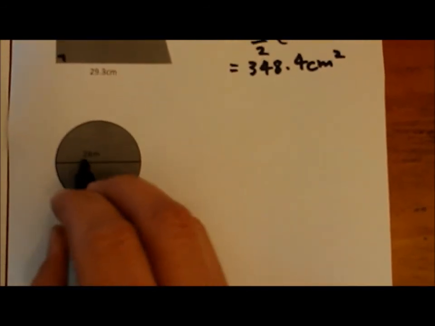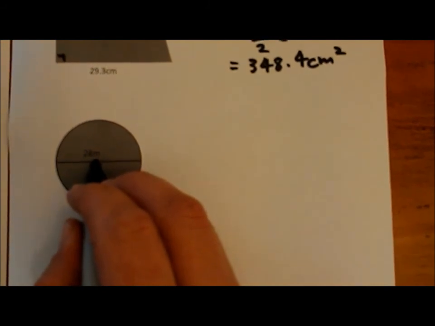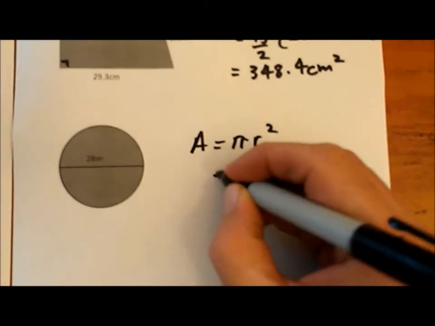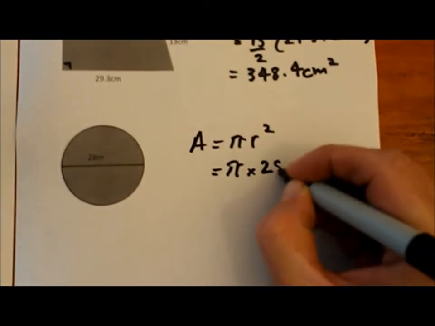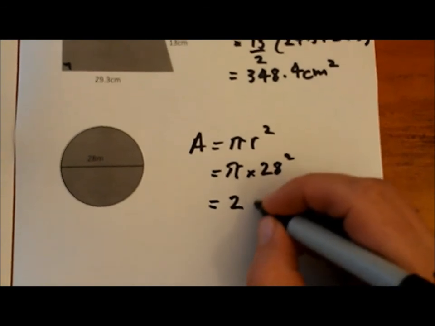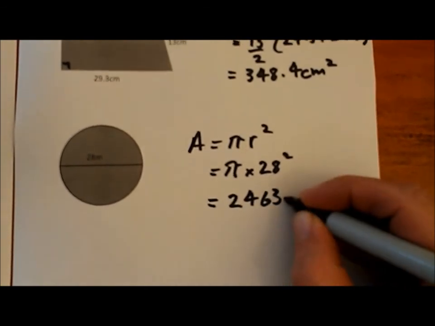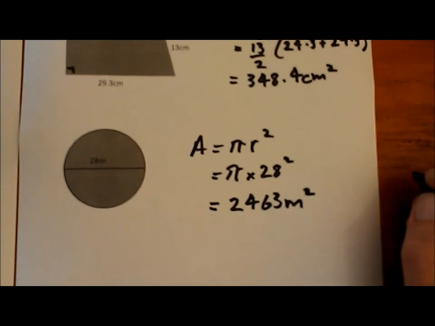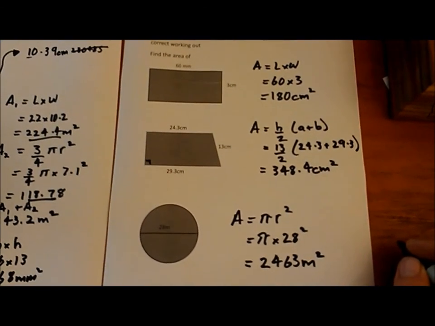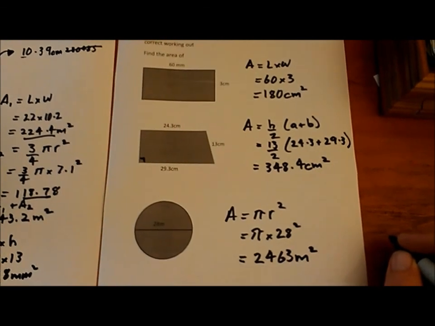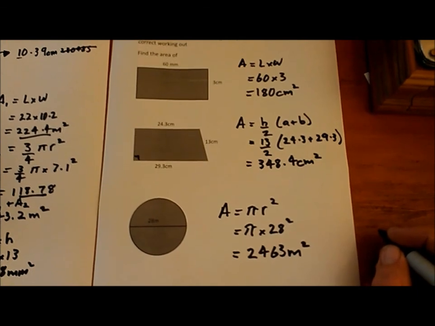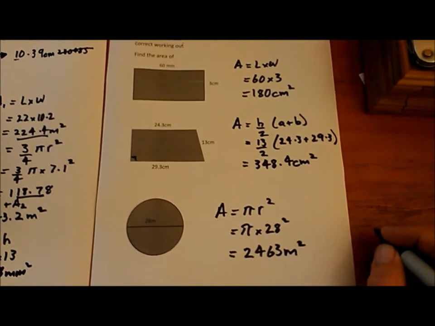Finally, the circle down here. This measurement here says 28 metres. So area of a circle is pi r squared, so pi times 28 squared, and if I do that I get 2463 square metres when it's rounded. Okay, something to think about. All three of those have a mistake. Your job in your books now is to rewrite them and to find the mistake and give the correct working and correct answer. Good luck.